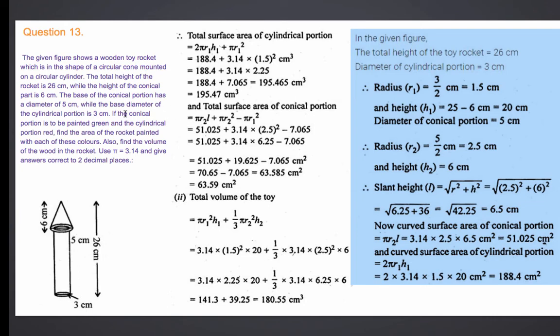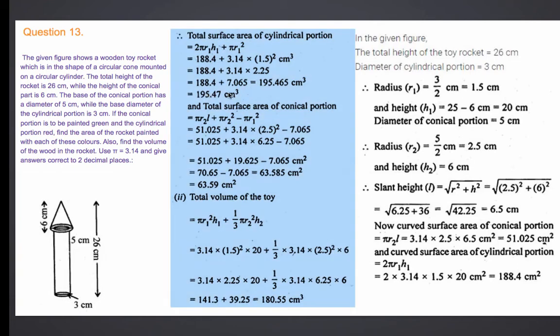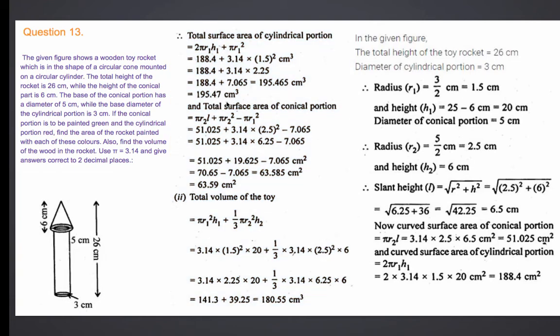Now this much was the answer for this part. So how much area is needed for the rocket to be painted with green color? This much is the value. The part of the rocket which is to be painted red, because we are talking about the cylindrical part, that is the cylindrical portion, comes out as 195.47. So this much comes out as the part of the rocket which is to be painted red.